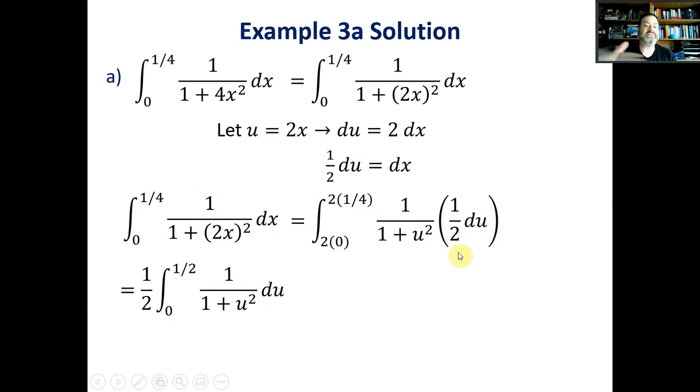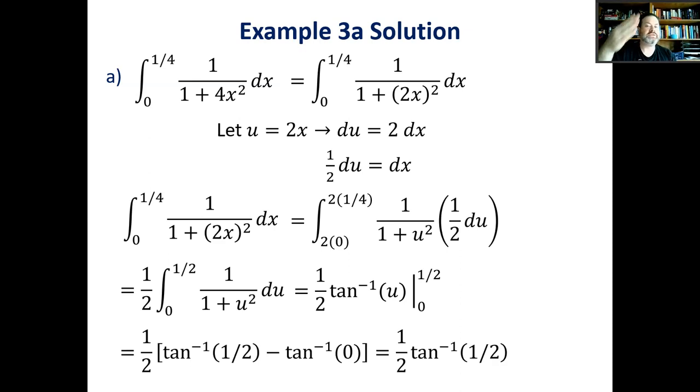In the next step, I'm going to simplify all the quantities, and then I should be ready to do an integral. So I pulled the 1/2 to the front, simplified this and simplified this. This is going to be arctan of u, so it's going to be 1/2 arctan of u. I'm going to evaluate that between 0 and 1/2. And I'm going to do this like I've done it before. Factor the 1/2 out, and then solve each of these separately.